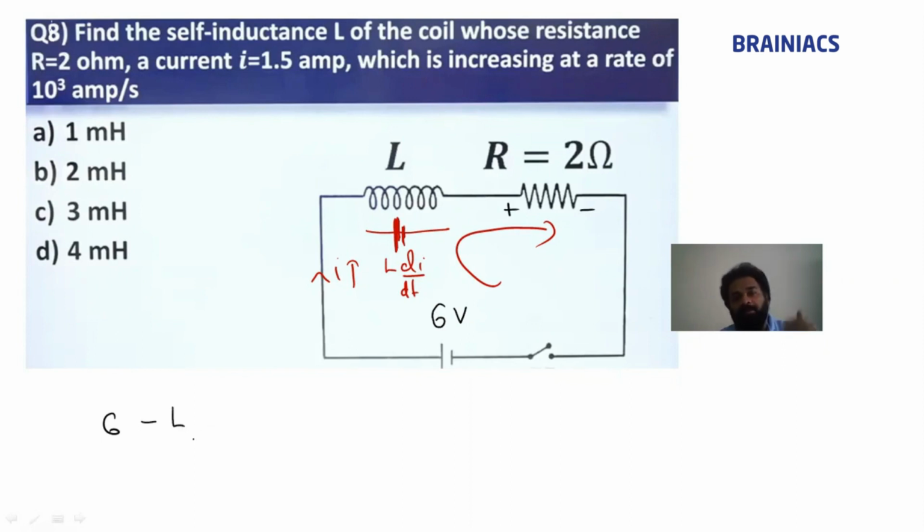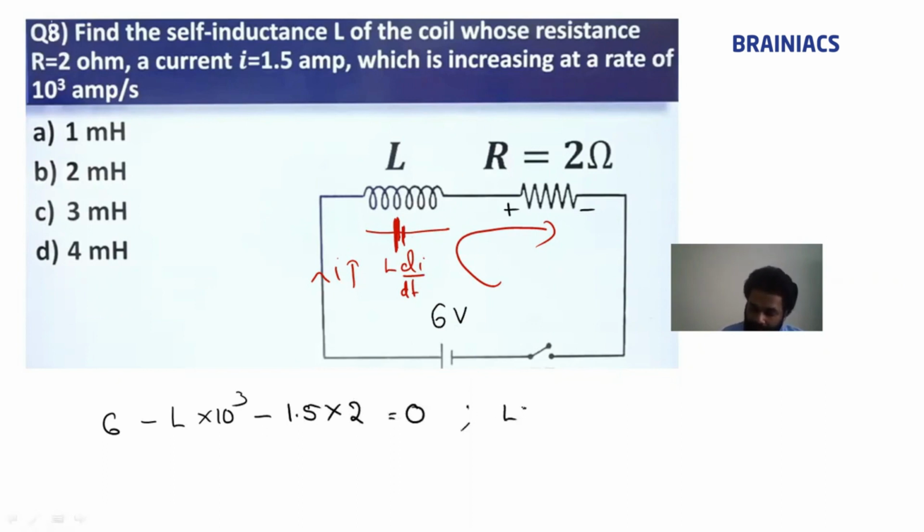At the rate of 10 raised to 3 ampere per second, so 10 raised to 3 can be put here. Minus here, what is IR? So 1.5 into 2, 1.5 into 2. This is equal to 0.